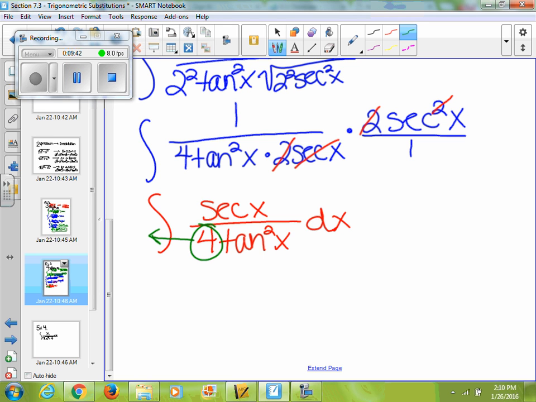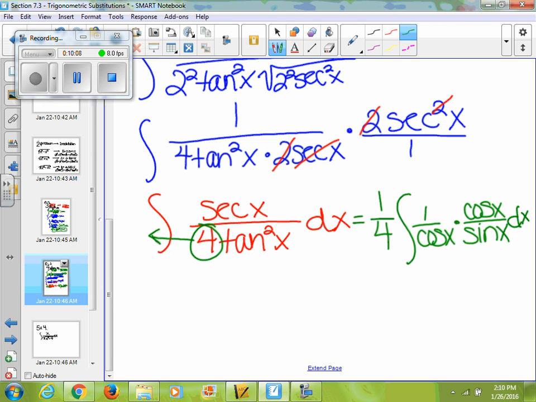Okay, I'm going to pull the 4 out front. So this is 1/4 times the integral. Secant is 1 over cosine of x. And since I'm dividing, I multiply by the reciprocal of what I'm dividing by. Since tangent is sine over cosine, in this case I'm going to multiply by cosine over sine squared, because my tangent is squared. And then one of my cosines is going to cancel.